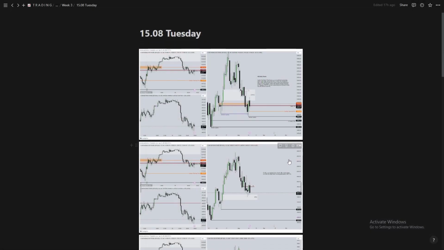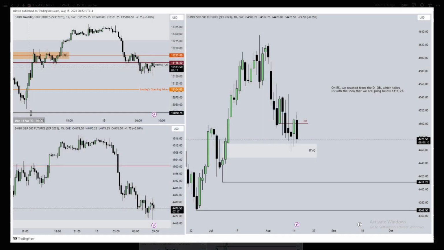We're going to go into a lower time frame chart, or into the ES rather. What I saw here in the ES is that we reacted from the daily bearish order block, which gives us the idea that we're going below 441125. So we have this bearish order block here, and then we react.